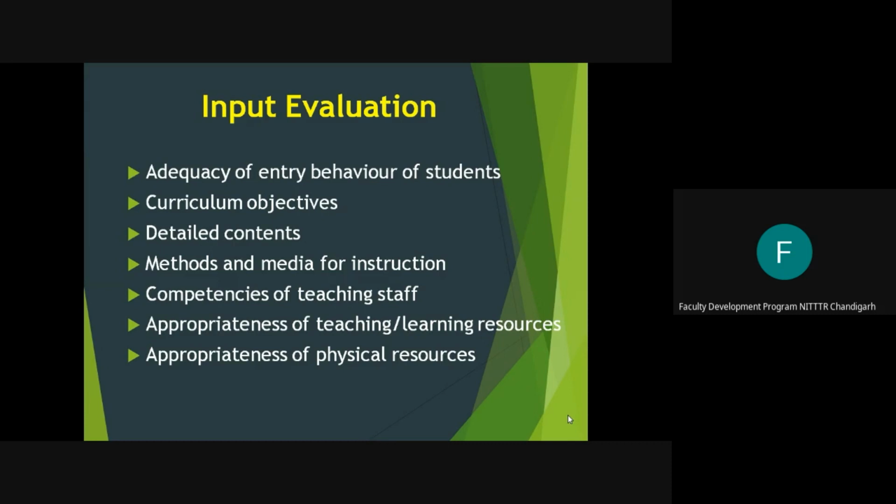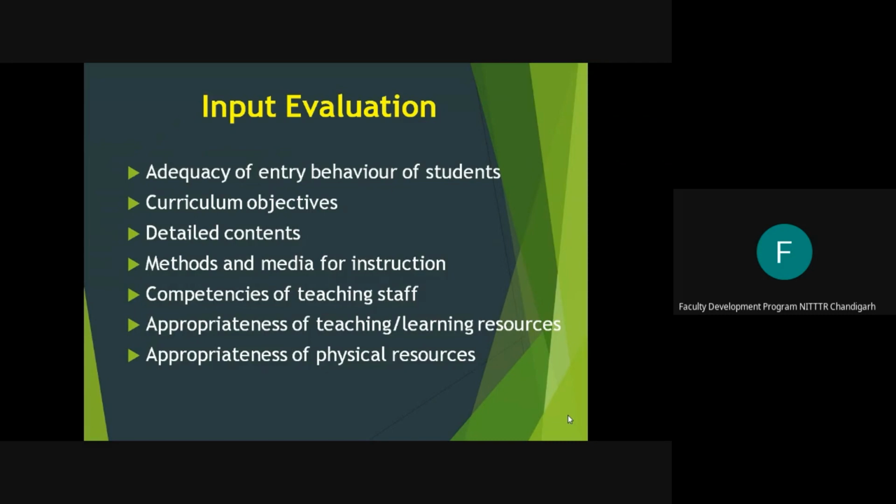See, mind you, I am evaluating the curriculum. My focus is curriculum evaluation. But my friends, while evaluating the curriculum, my curriculum may be very good, but if the entry level of the student is not right, they are not able to understand what the teacher is speaking, there is no point of having that curriculum. So all these things are connected together. So when I am evaluating the curriculum, I am also evaluating the entry level of the student.